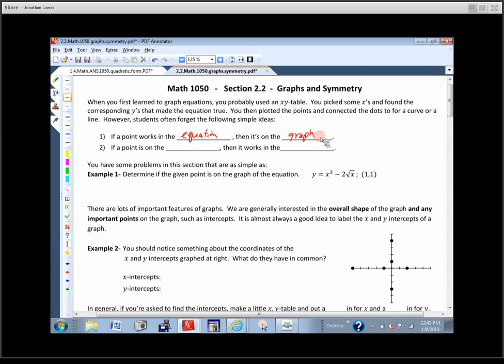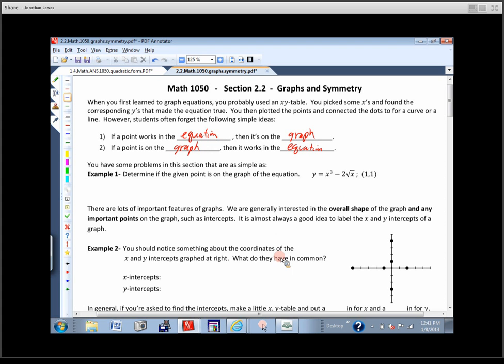Sometimes we're not given an equation, we're given a graph. But we know something about that particular point on the graph. So if a point is on the graph, it works the other way too. If it's on the graph, then it works in the equation. So it's kind of a two-way street there.